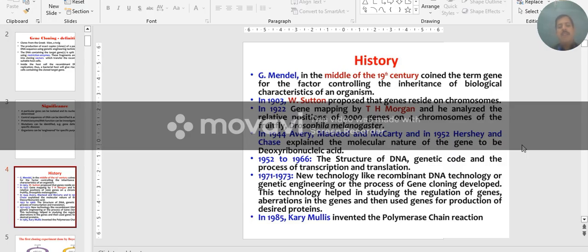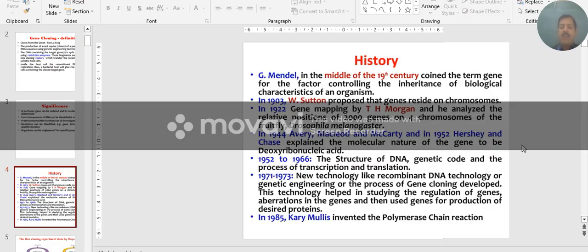We know Gregor Mendel, in the middle of the 19th century, coined the term gene for the factor controlling the inheritance of biological characteristics of an organism. In 1903, W. Sutton proposed that genes reside on chromosomes, and in 1922, T.H. Morgan did gene mapping, analyzing the relative positions of 2000 genes on four chromosomes of the fruit fly, Drosophila melanogaster.